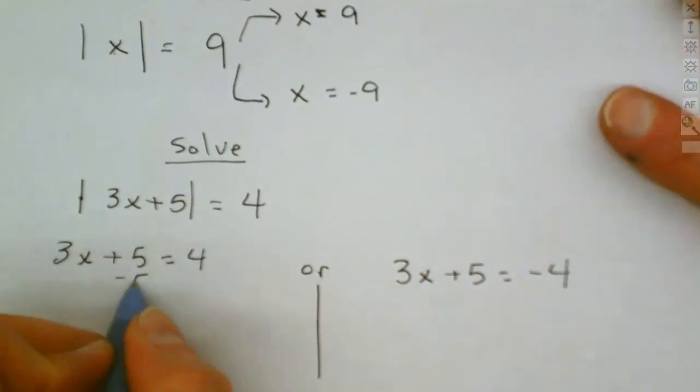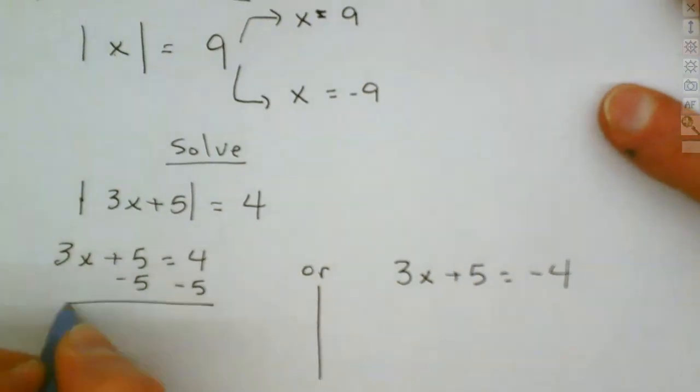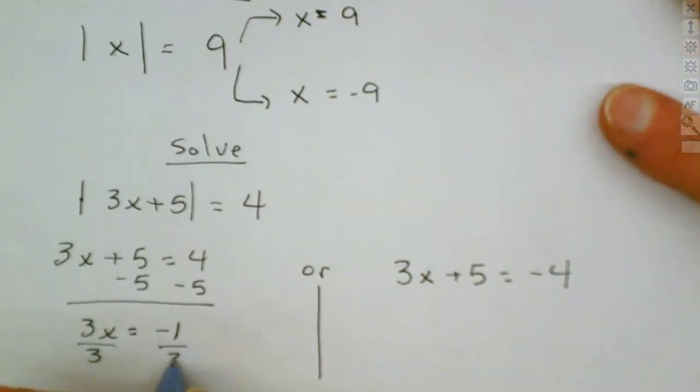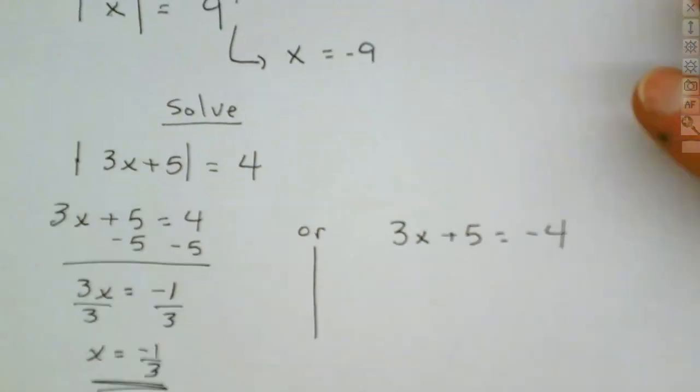So move that 5 over with subtraction. So 3x now equals -1. We'll divide by our 3. So x equals -1/3. So there's one of them. What about the other one?